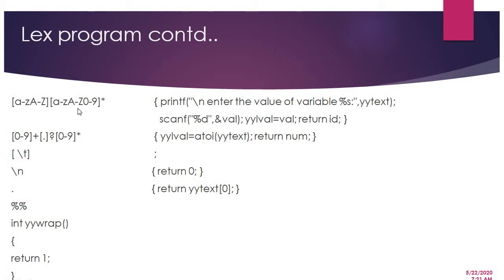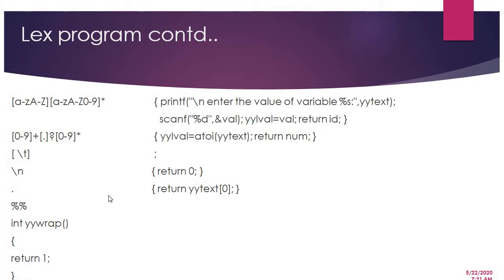If this is accepted, if this is coming as yytext, it will ask for an integer value for that particular variable and it will be passed to the YACC and return the token as id. Otherwise, if it is directly an integer value, it will be accepted as a text, converted to integer, stored in yylval and return the token as num. All the spaces will be ignored. New line character will be returned as 0. Any other character will be returned as such.